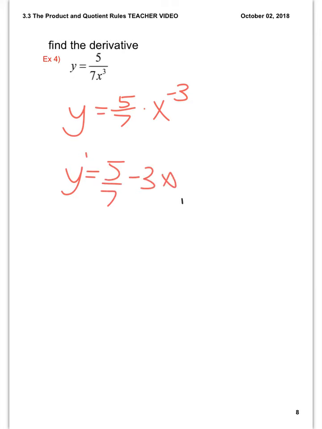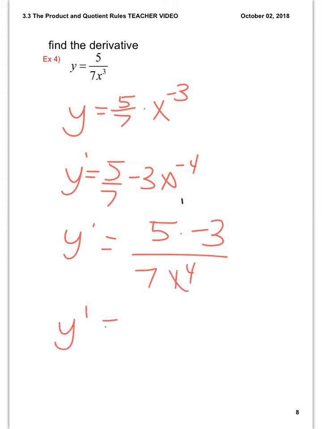Last one, again, just trying to see you use what you already know. You should take the shortcut on this one, right? Y is just 5/7 times x to the negative third. So we should go back and use that most efficient rule, which is going to be the power rule. So we have 5/7 times negative 3x to the negative fourth using that power rule. So y prime would equal 5 times negative 3 all over 7x to the fourth.